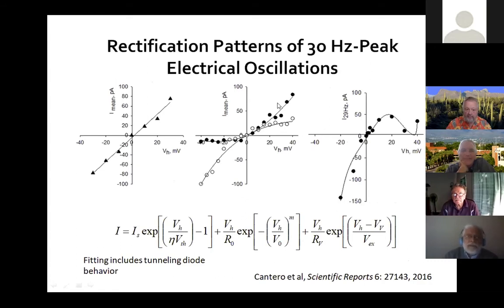In other words, rectification patterns. There is more conductance here than in here for the black dots, and in here than in here. So we have outward and inward rectification, and inverse conductance here. And actually, we fitted all these curves with an equation. I won't get into that, but basically, it has a tunneling diode behavior that can be seen here, which is very interesting. Actually, we have an air conductor. And this is part of the interesting aspect of the oscillatory behavior of microtubules.